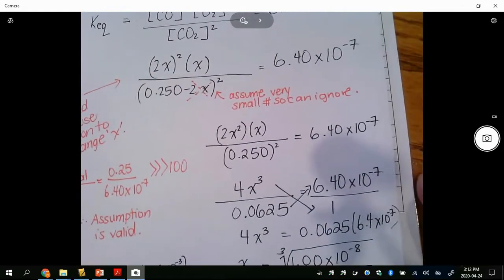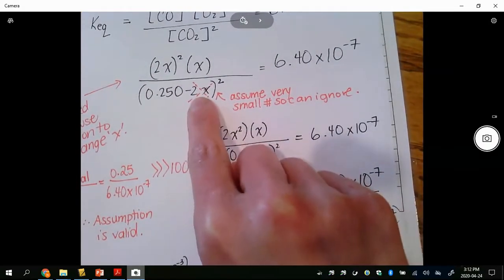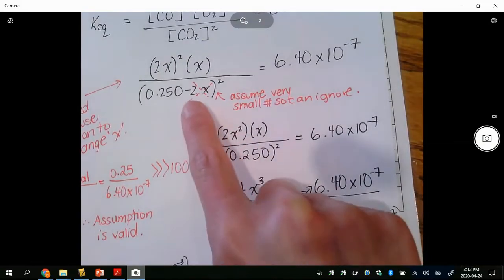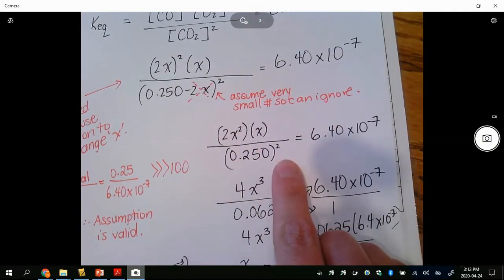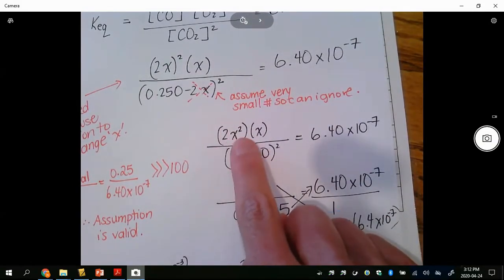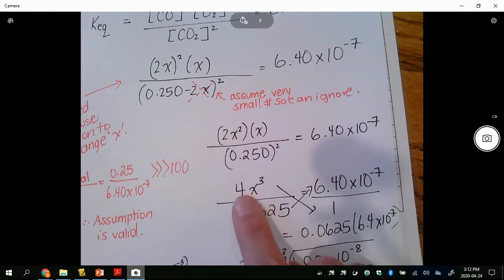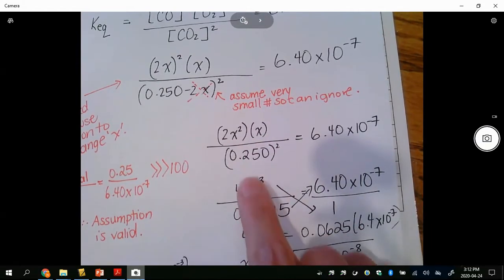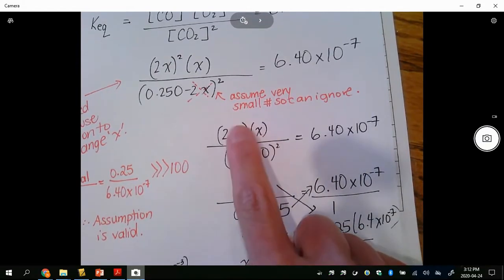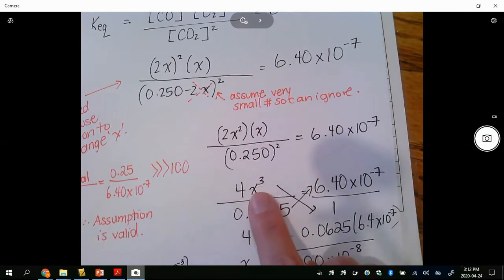Okay, so we're going to plug it in right here. So we're going to ignore this minus 2x. So right here, I rewrote the bottom here without the minus 2x. Okay, and 2x squared times x is 4x cubed. Because x squared times x, you just add the exponents here to get you 4x cubed.